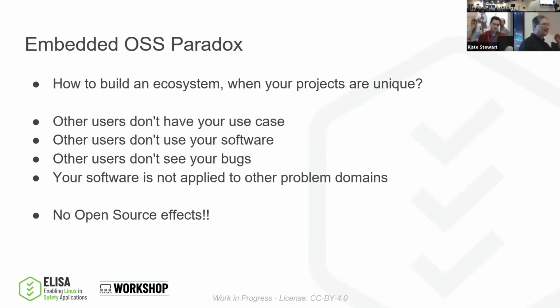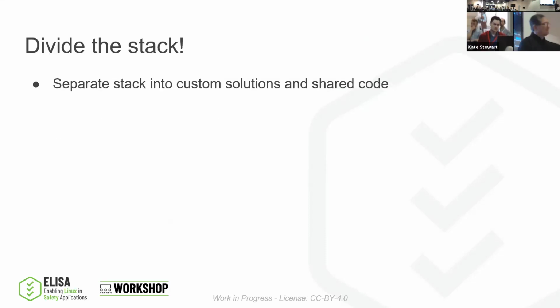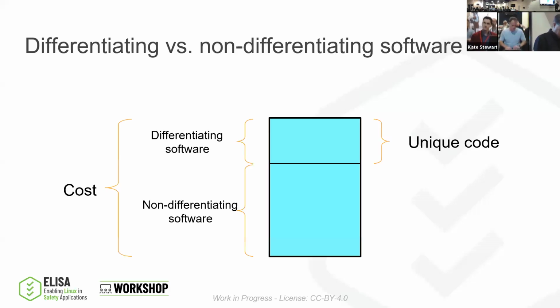Okay, so I'm going to address this one in possibly the most trivial way possible. I'll divide your stack. Separate your stack into the custom solutions part and the shared code part. I phrase this differently when I'm talking about commercial software, but basically all of your stack can be divided into the portion that's differentiating, the thing that's unique to your situation, and then the non-differentiating code.